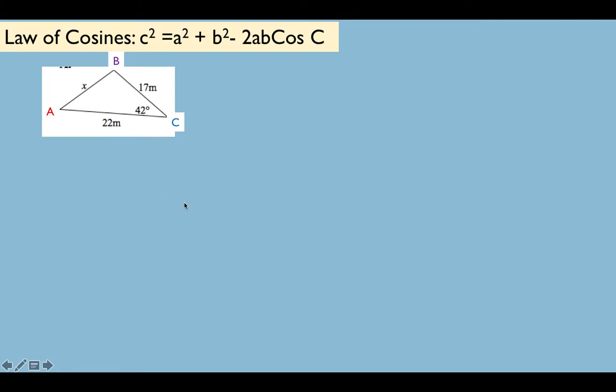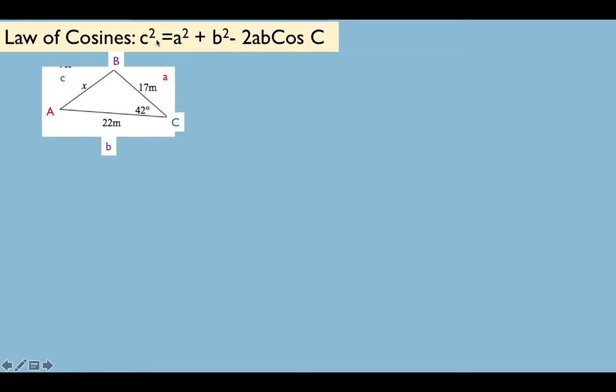Next, I'm going to label the opposite sides. The side opposite of A is little a. The side opposite of B is little b. And the side opposite of C, we're going to call c. But what we're looking for is side c, or basically x in this problem, because we have a, which is 17 meters, and b, which is 22 meters.